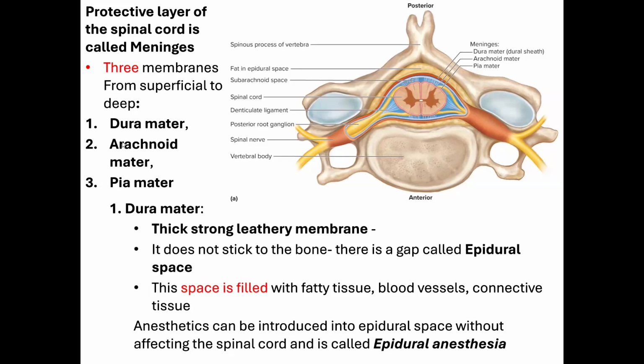So if you remember DAP: dura mater, arachnoid mater, and pia mater. These are the three layers. Dura is that strong, leathery membrane, and it does not stick to bone. So the spinal cord is inside the vertebral canal of the vertebrae. So this is a vertebral canal, and here you can see the spinal cord. And on the outside is the dura mater, but it is not stuck to the bone. There's a little space there, and this space is what we call the epidural space. So dura, epidural. Epidural means outside the dura.